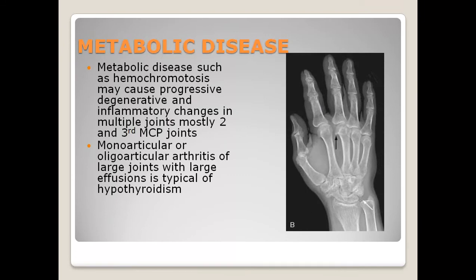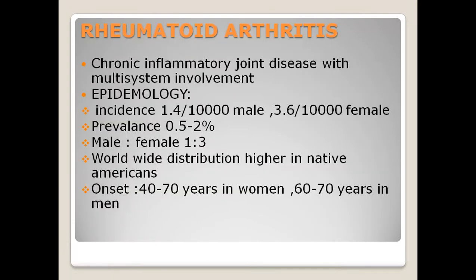Now the metabolic diseases, we spoke about metabolic diseases like hemochromatosis, thalassemia, or hypothyroidism. Hemochromatosis can cause progressive degenerative and inflammatory changes in multiple joints, mostly in the second and third metacarpophalangeal joints. Here you can see mostly the second and third metacarpophalangeal joints. Whereas monoarticular or oligoarticular arthritis of large joints with large effusions is typically seen in hypothyroidism.